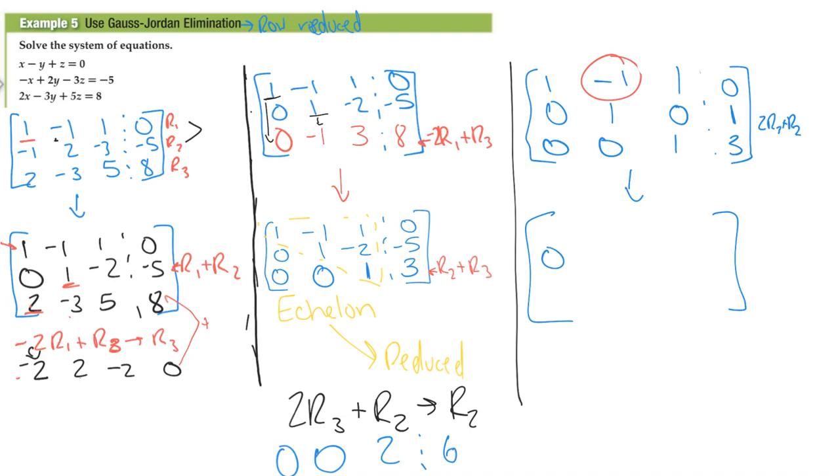So my row 2 I'm not changing. My row 3 I'm not changing. But my row 1, I am doing row 2 plus row 1 equals my row 1. So adding them together, I get 1, a 0, a 1, and a 1. And now we can see we have one final step, and that one final step is getting rid of this 1. So how am I going to do that?